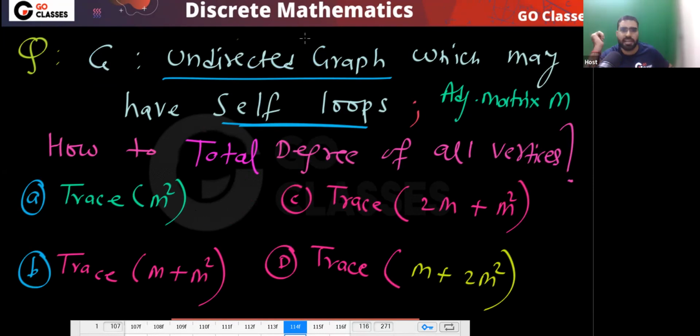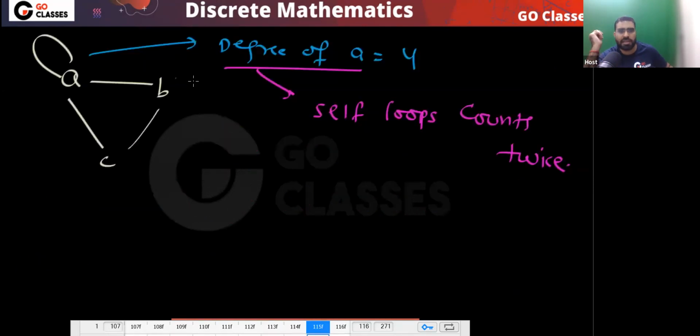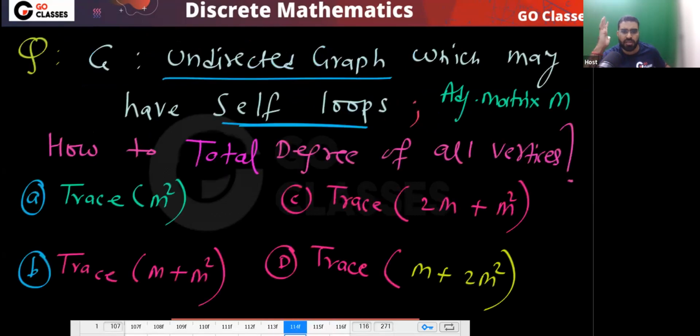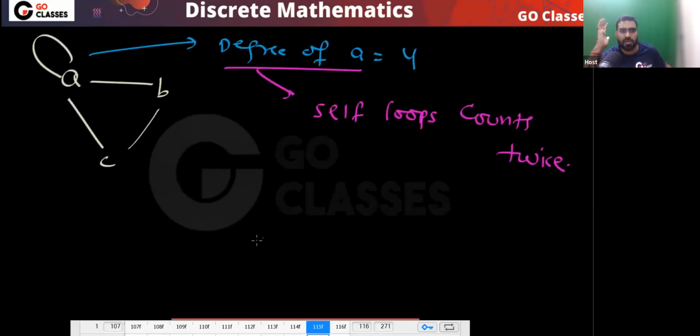If this question comes in the GATE exam, what are you going to do? You can take a simple example like this, a small example. So let's solve this from the GATE exam point of view. Let's assume you are in the GATE exam. Can you quickly solve it by taking this example?